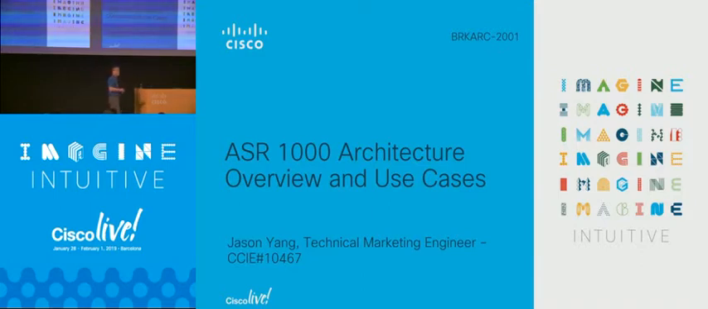Then around 2008, I joined the product marketing organization as a TME when the ASR 1000 was FCS, the first customer shipped. So ASR 1K is kind of like my baby. I look at how it grows over the years and drive the product innovation and develop new solutions in both enterprise and in the service provider segment.